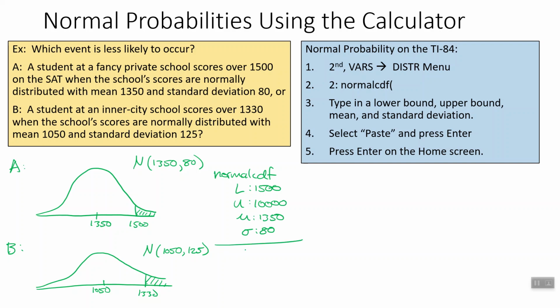For the other one down here, again, we're going to use normal CDF. For this one, the lower is going to be 1,330. The upper is going to be, again, something big. The mean is 1,050, and the standard deviation is 125. And we just want to work out each of those and see what it comes out to.